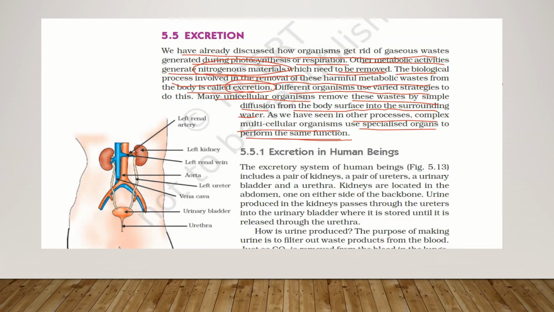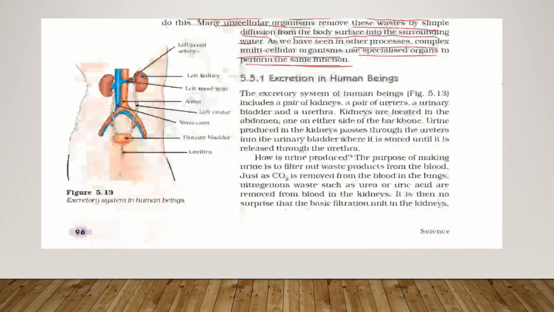So what are the organs which are involved in excretion? First and foremost are the kidneys. Apart from the kidneys, there are many organs as well, so that I'll be discussing in the later part of today's episode.